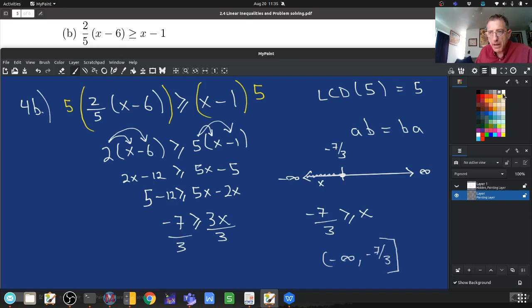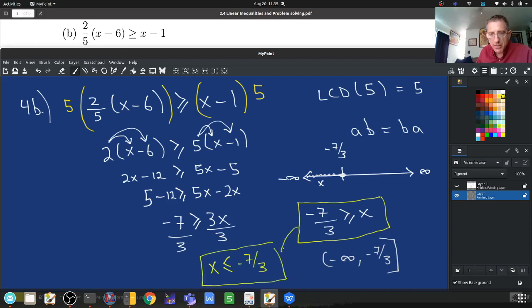There's another and perhaps easier way to do it. I hope you can see that saying minus 7/3 is greater than or equal to x is exactly the same thing as saying x is less than or equal to minus 7/3. These two statements are equivalent.